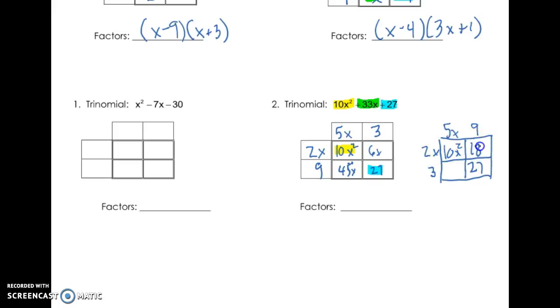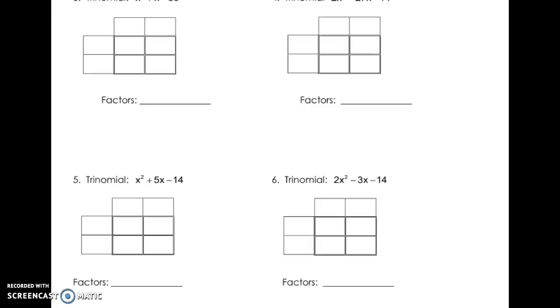So that's going to give me an 18x and a 15x. And together, yep, they do equal 33x. So this number is accounted for correctly. This number is accounted for correctly. And then these two together give me this. I think we're good to go. So then our factors would be 5x plus 9 and 2x plus 3. Again, if you're not right the first time, it's not a reason to give up. We just need to try something different. Move some things around and see if that works for your adjustment.